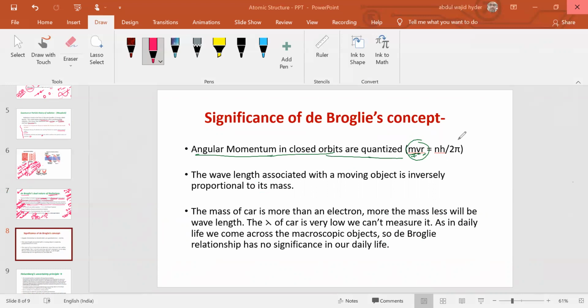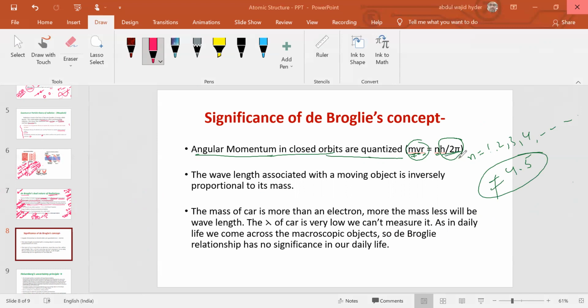That is always quantized, that is h upon 2 pi into n, where n is always 1, 2, 3, 4, 5 like this. It can't be 4.5. It can't be fractional. It will always be a whole number. This is what the meaning of quantized is. Angular momentum in closed orbits is quantized, that is mvr is equal to nh upon 2 pi. That is the meaning of quantized.